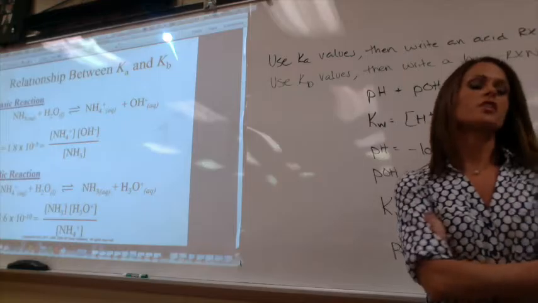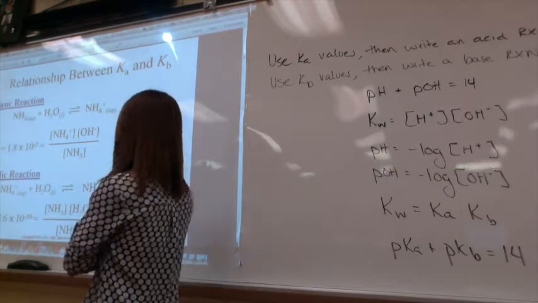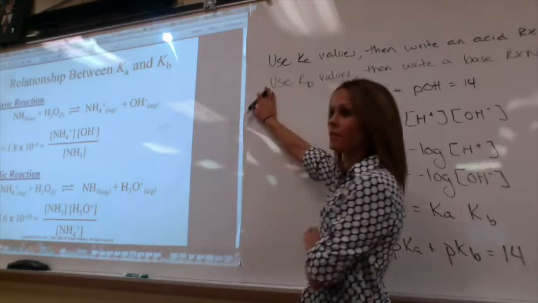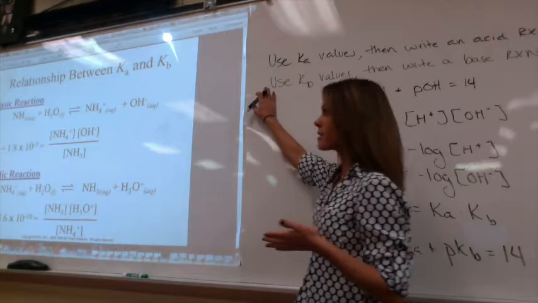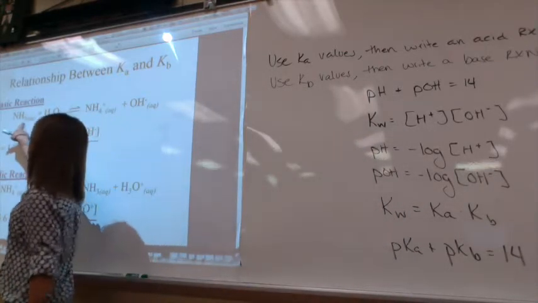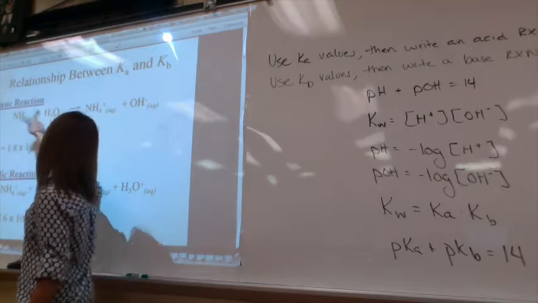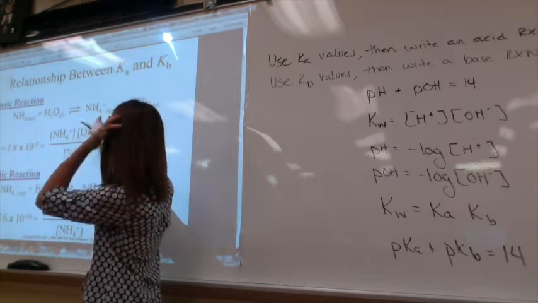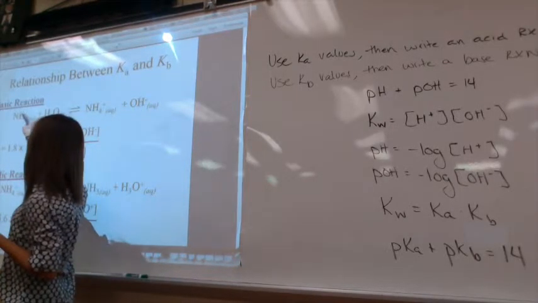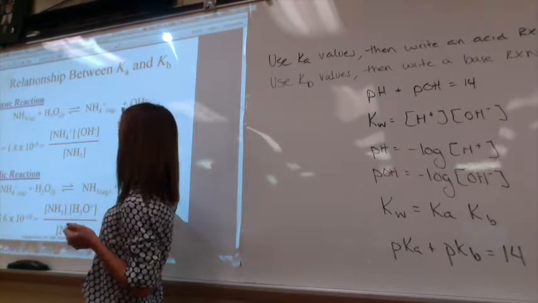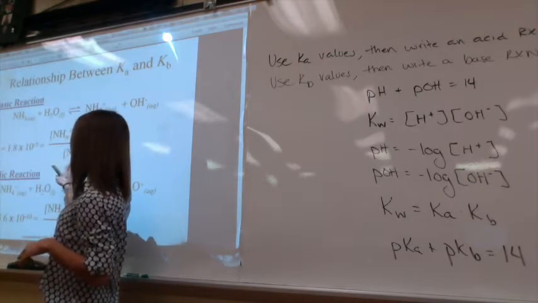All right, so your relationship between Ka and Kb. Here's the basic reaction. This is what I was talking about up here, right? If you have a Kb, then you need to write your reaction with a base. So this is a base. It goes in water, pulls off the H plus from the water to make ammonium, the acid, and then the conjugate base. So this is base, acid, conjugate base. I write my Kb value to be my products over my reactants.